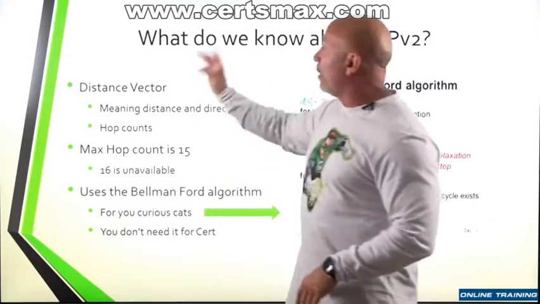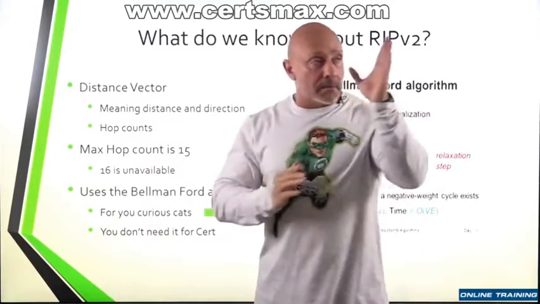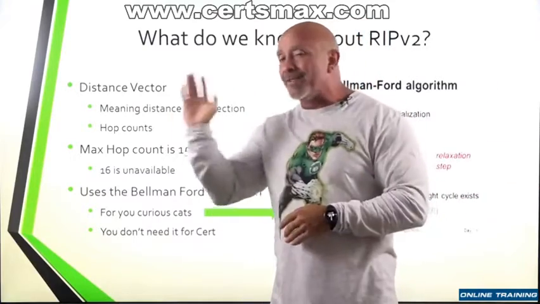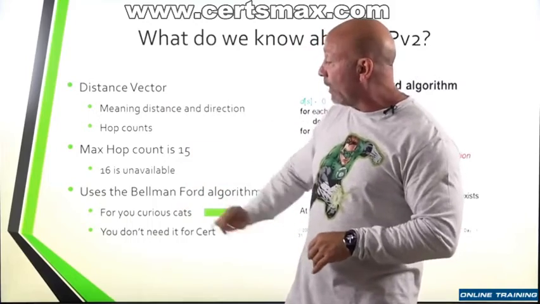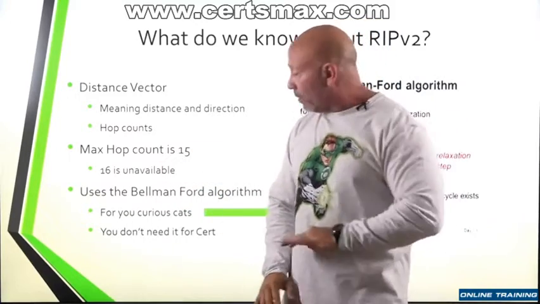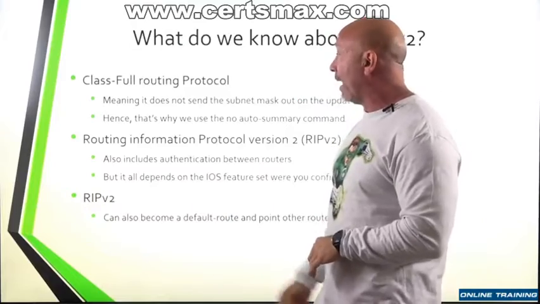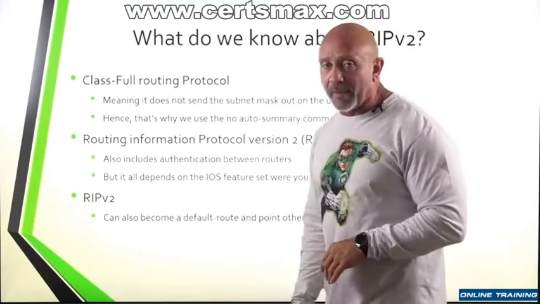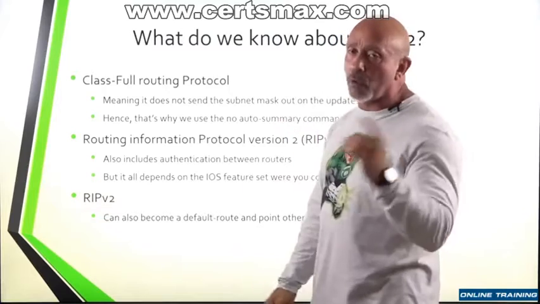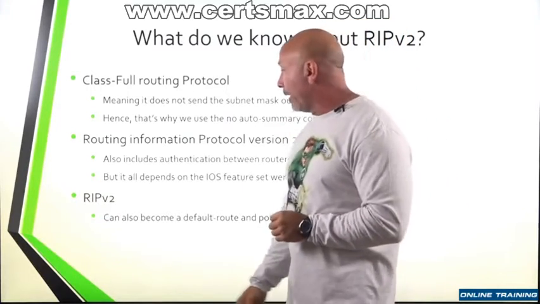All right. Remember, distance vector routing protocol, what does it mean? That it cares about distance and direction, based on the hop counts. What's the hop count? 15. 16 is unavailable. It's over. And I'll obviously use the Bellman-Ford algorithm for that. It's a classical routing protocol, so it doesn't send us subnet mask information. That's why we must use the no auto summary. Any distance vector routing protocol, we use no auto summary.